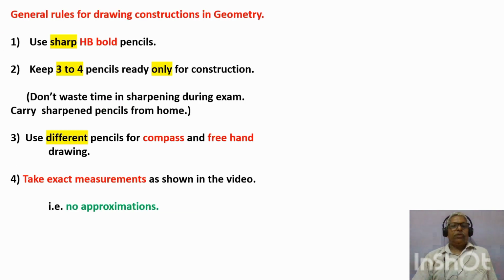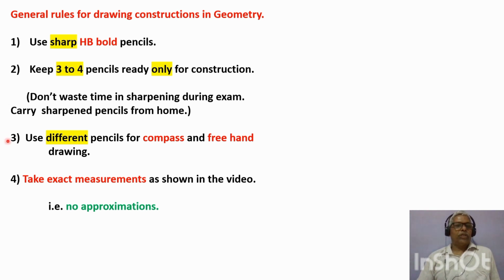General rules for drawing constructions in geometry. These are general rules. You can have some of your own also. First one, use sharp HB bold pencils. Second one, keep 3 to 4 pencils ready only for construction. For other work like rough work, use other pencils. That is a small tip given here. Don't waste time sharpening during the exam. That is wasting your time. Carry a sharpened pencil from home.